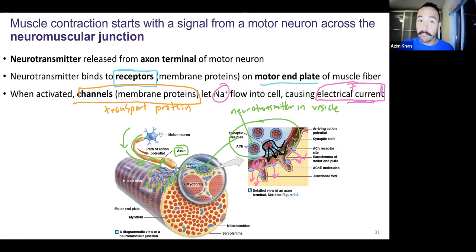So we've gone from a chemical like a neurotransmitter binding to a receptor. So that was chemical signaling. And now we're getting electrical movement, electrical signaling, sodium ions flowing through this cell.